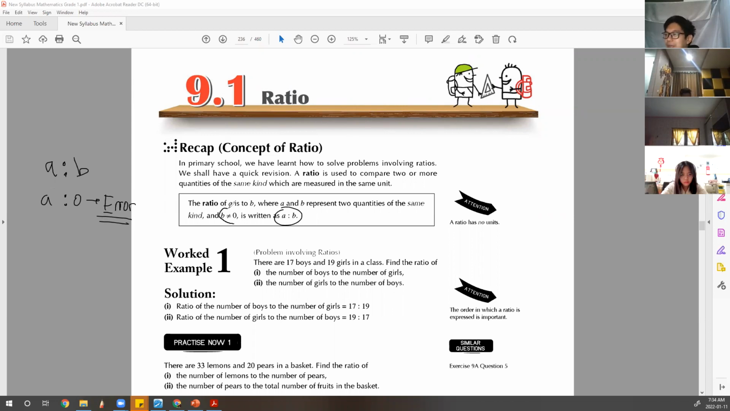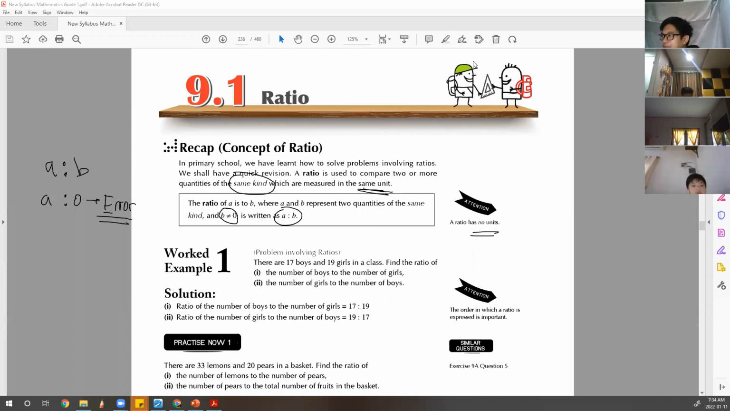So this is only for your understanding. What is ratio? The comparison, right? Comparison of the same kind. This is quite important to understand. It has to be the same kind and the same unit. Make sure that you don't make any misconception about this. Ratio has no units, so it has to be the same unit, right?